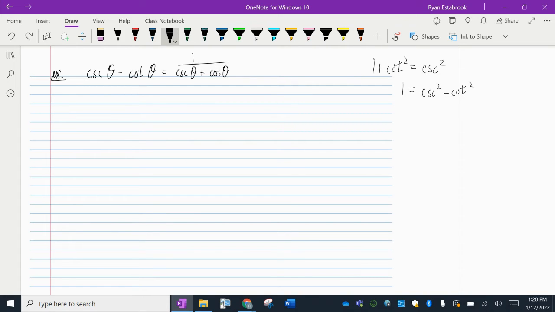If not, let me go a little bit further with this. 1 equals... couldn't you factor this? Isn't it a difference of squares? So wouldn't it be cosecant minus cotangent, cosecant plus cotangent? And this is all work off to the side. Why did I decide to do this?